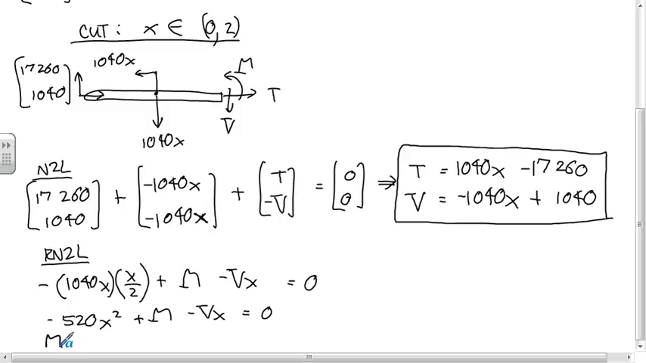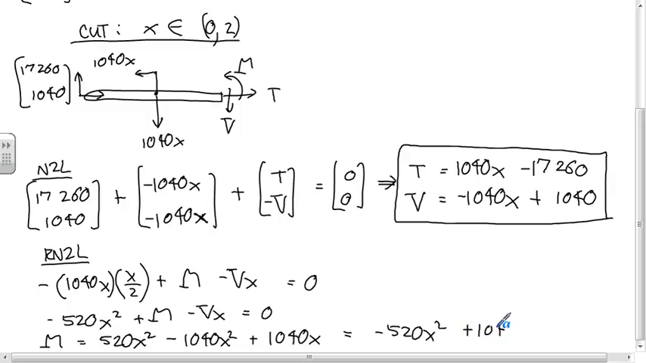And so m is equal to 520x squared plus vx, which is minus 1040x squared plus 1040x. And so you get minus 520x squared plus 1040x.